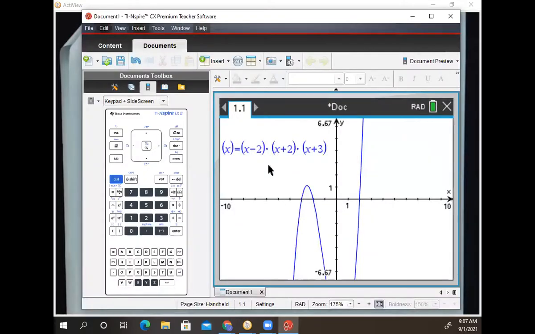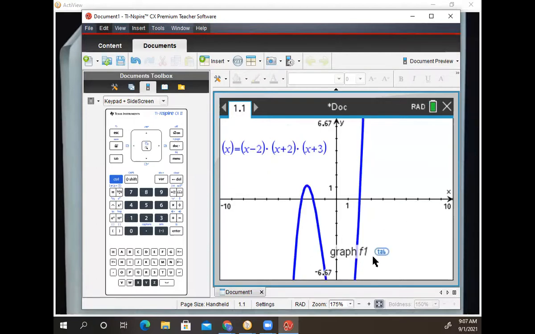Okay, so here's the graph I got from that second function. I can see some of my x-intercepts here. So it looks like we've got -3, -2, and +2. We've already picked x-intercepts out of factored form, so that shouldn't be a surprise to us.